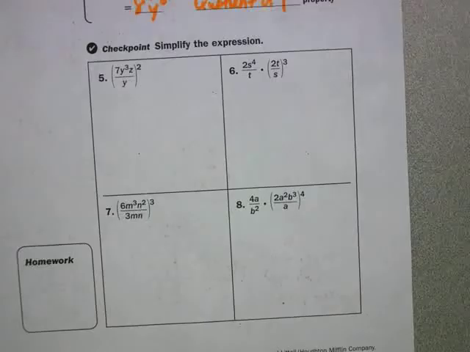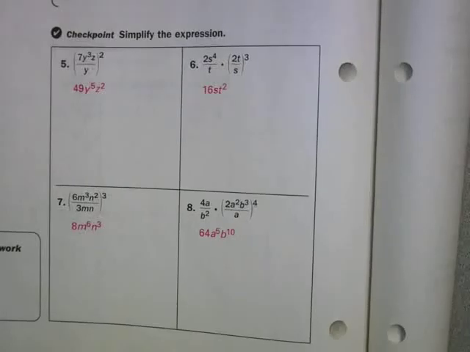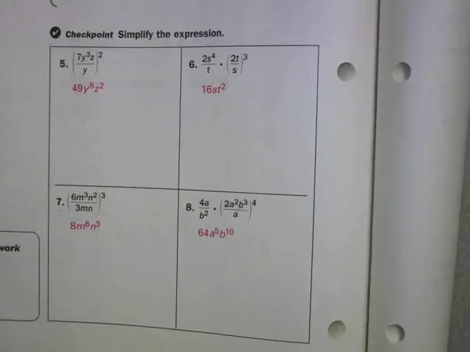Okay, here's the solution. So number 5 is 49 y to the 5th z squared. Number 6 is 16 st squared. Number 7 is 8 m to the 6th n to the 3rd. And number 8 is 64 a to the 5th b to the 10th.